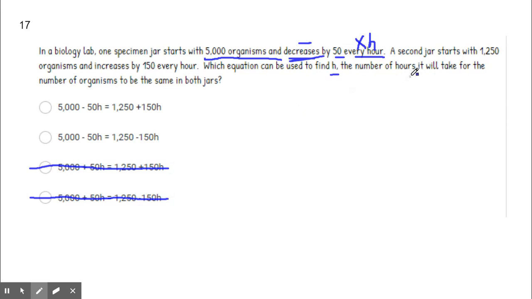Okay. So now I look at the second part of the equation. A second jar starts with 1,250 organisms and increases. Increases means it's going up, so that's adding. 150 every hour. So there's my times h again. So this time it's 150 times h. And the only difference between these two is one has you adding, one has you subtracting. We need it to increase, so it should be showing the adding. So it's the top.